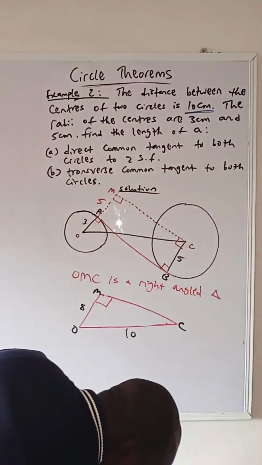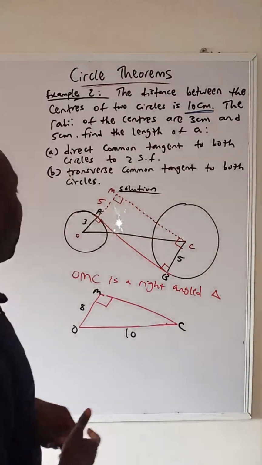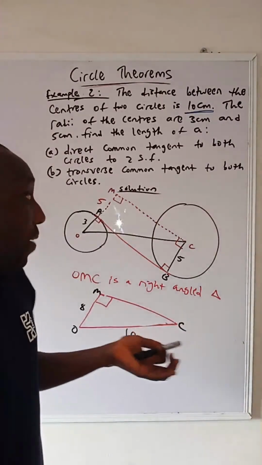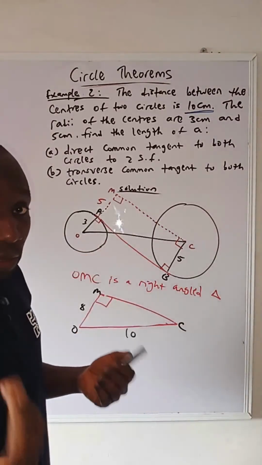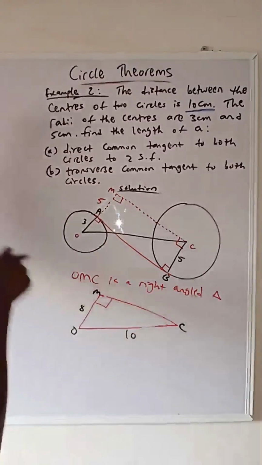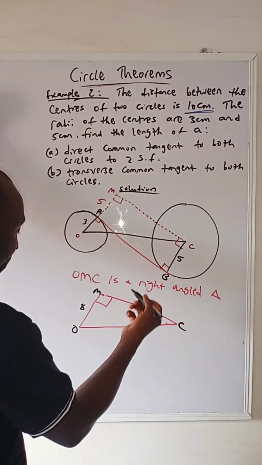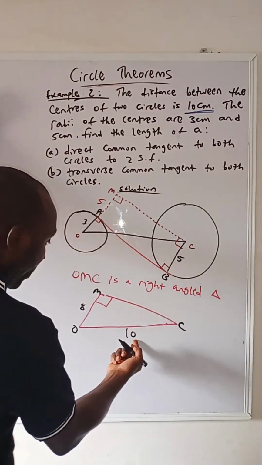Okay. What if the radii is 5 and 5? If it is 5 and 5, which means you have two similar circles, right? So it's still going to be the same approach. Nothing is going to change. Now MC is not the longest side. This is the longest side.